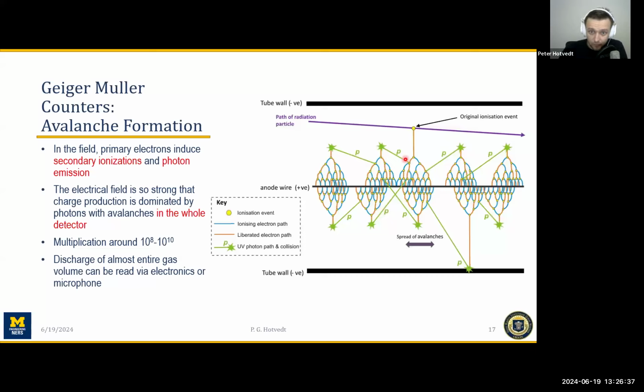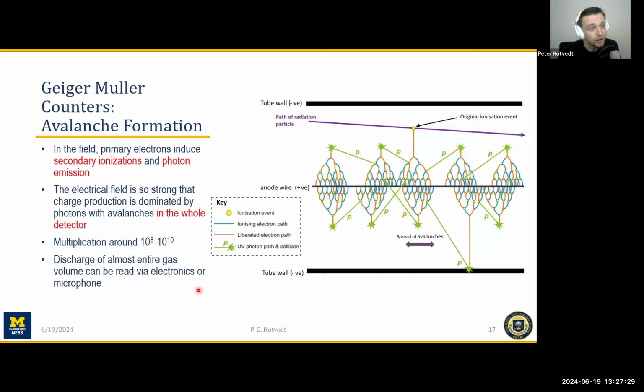And so what might happen is you might create new photons, which could then ionize electrons, creating more paths of ionizing radiation. And then those might have more photons, which could create even more. And so you end up getting just these tons of secondary ionizations over time, and if the electric field is so strong, you might create just avalanches throughout the whole detector, to the point where for a single photon ionizing originally, you might get 10 to the 8th to 10 to the 10th more measured electrons being detected here. So that is something to keep in mind when you do that. And the discharge of almost the entire gas volume can be read out via electronics or even a microphone at times. That's how loud this discharge can be.